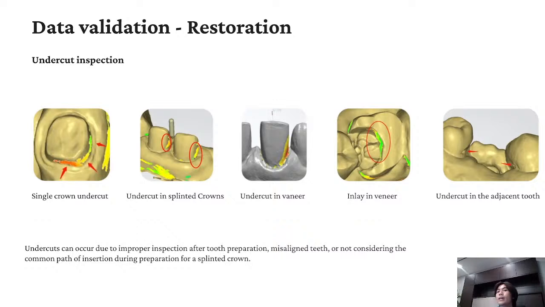Okay, and then here are some undercuts that happen in different cases, such as single crown, veneer, and inlay. In that case, we should know undercuts can occur due to improper inspection after tooth preparation, misaligned teeth, or not considering the common path of insertion during preparation for a splinting crown. So do better in the preparation step to avoid this kind of problem.